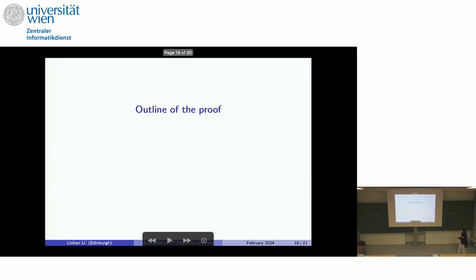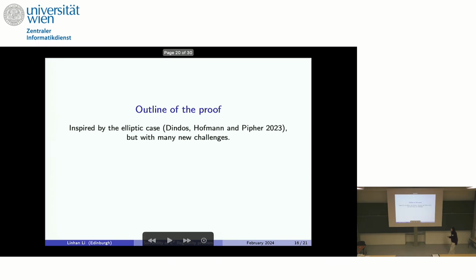All right. So our proof is inspired by the approach in the elliptic case by Dindoš, Hofmann, and Pipher, but with many new challenges. For simplicity, I will just focus on the case when omega is just a half space, okay? But once we have this, it's not so hard to get to the general setting by a change of variable. So I will just assume that omega is the upper half space cross R.